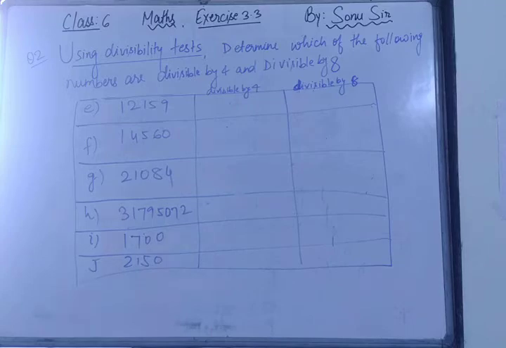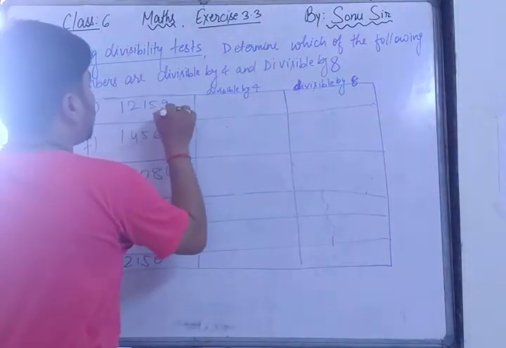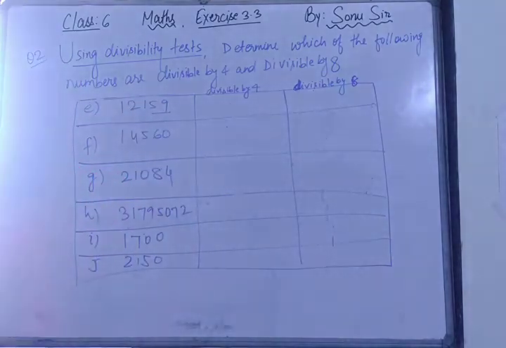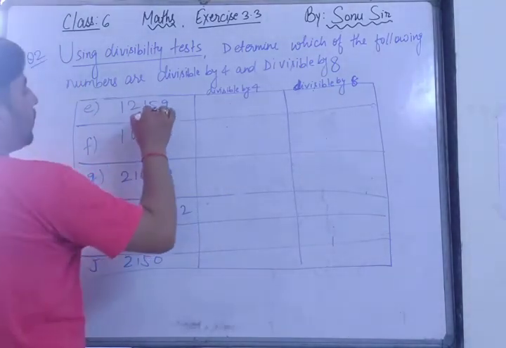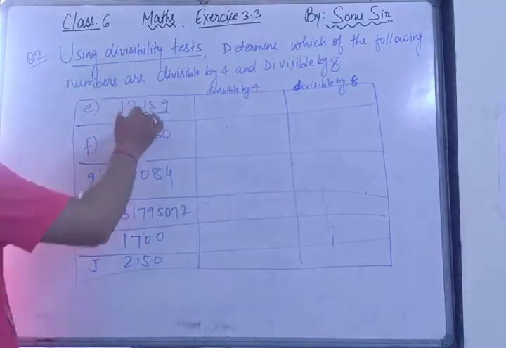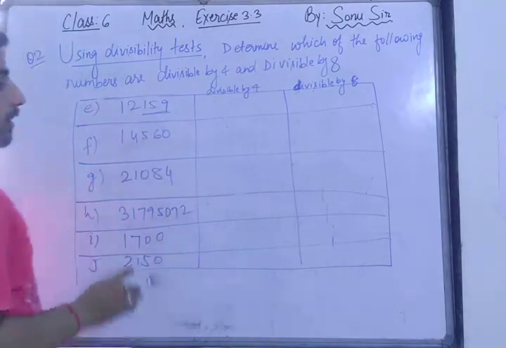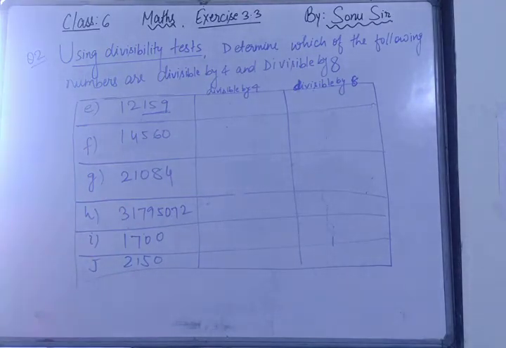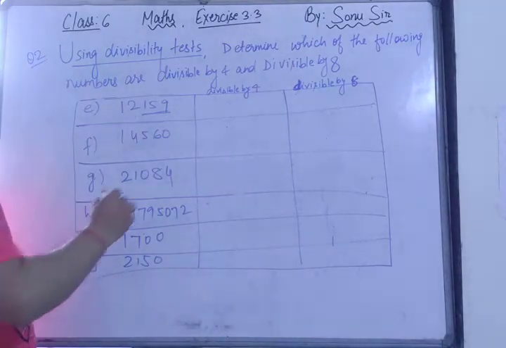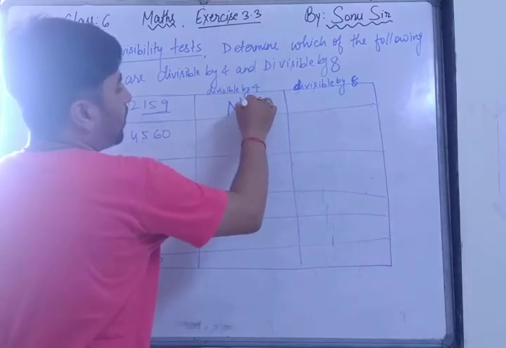As I have taught you, for 4 you just have to remember the last 2 digits must be divisible by 4. I don't think 59 is divisible by 4. Or if you want to check the last 3 digits also, 4 3s are 12 and 39. 39 is not coming. 4 9s are 36. 3 will be the remainder. So this number is not divisible by 4.